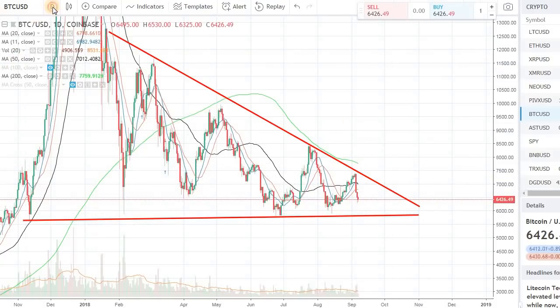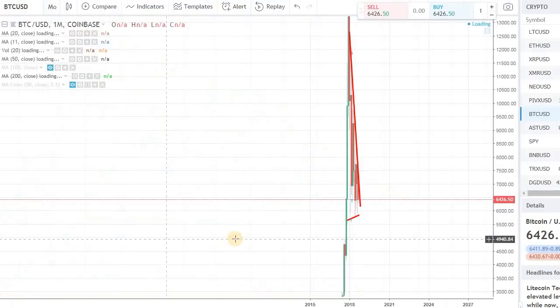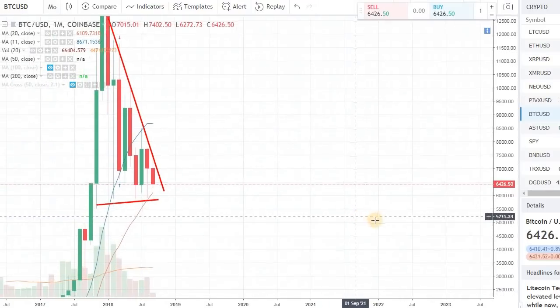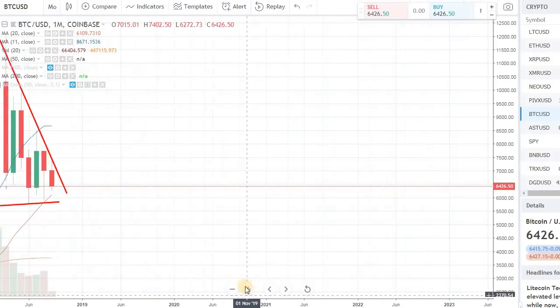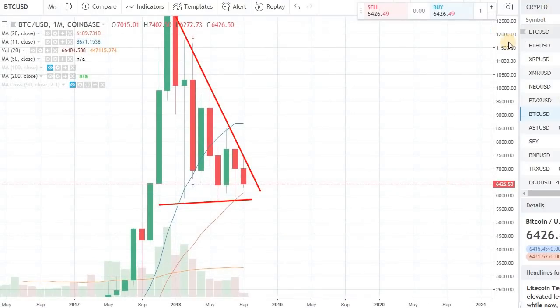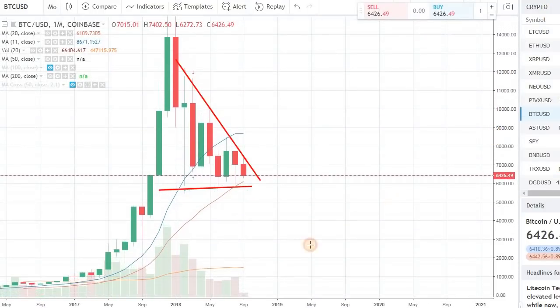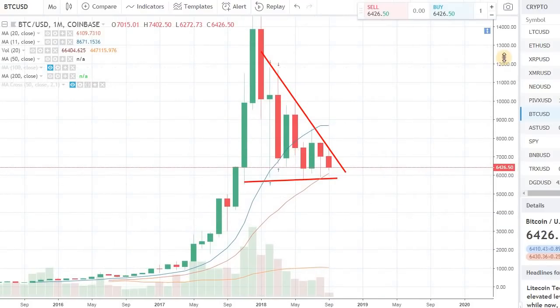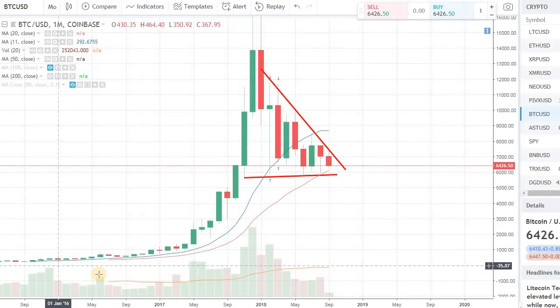Now let's talk about the monthly. I used to cover the monthly, but haven't covered it in a while. As I said, the monthly trumps the weekly and the daily. So the monthly chart gives you a very long-term perspective on trading. In this chart, let's just do a recap.